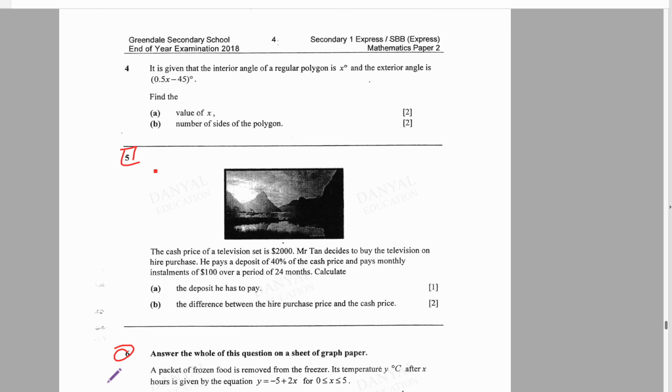Did you do this question? Higher purchase? Yes. Okay, so let me look at. Are they in order? Yes, in order, good. Okay, question 5. 2,000 times 40%, that's the deposit. Very good. So 60% is not paid yet, right? So 100 times 24, then plus the 800, which is the deposit. Then they ask the difference between the higher purchase price and the cash price, so just minus.